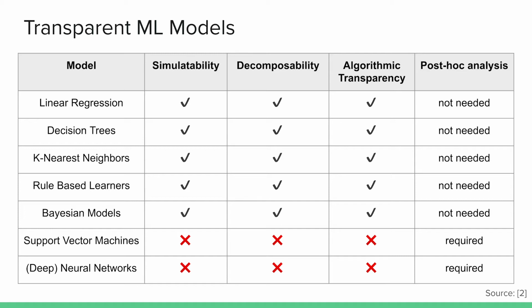But the most important thing that I want to point out here is that the more complex machine learning models like support vector machines or deep neural networks do not share these properties. They cannot be simulated that easily, they can't be decomposed, and they are definitely not transparent algorithmically. So we need to employ some of those post hoc analysis methods. Because the problem really starts with big data that is more complex and where we have more dimensions, and a lot of the correspondences that happen are very intricate in our model.